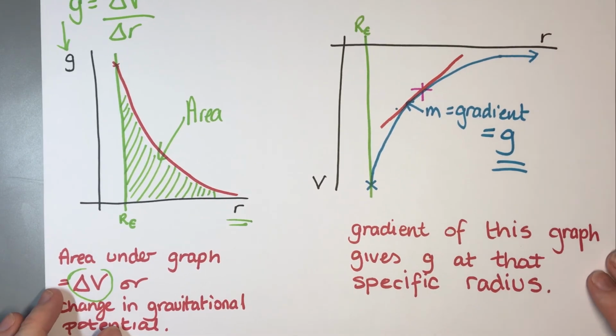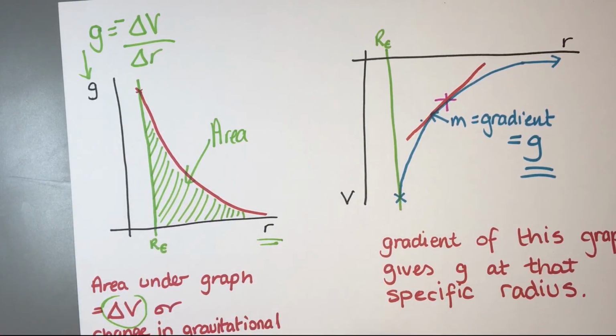So there are two ways in which you can interchange this relationship to find out what you're looking for. I know that was a bit of a whistle-stop tour, but that's basically all you need to know about gravitational potential until you try and calculate with it.